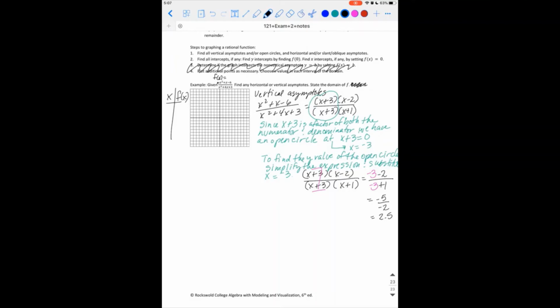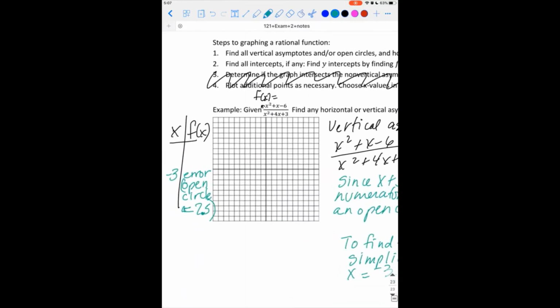I know that at x equal to -3, so I'm going to put it in this color here. At x equal to -3, the calculator would give me an error, but it's actually an open circle, equal to 2.5. Let me zoom in here. So at -3, 2.5 right here, I have an open circle.